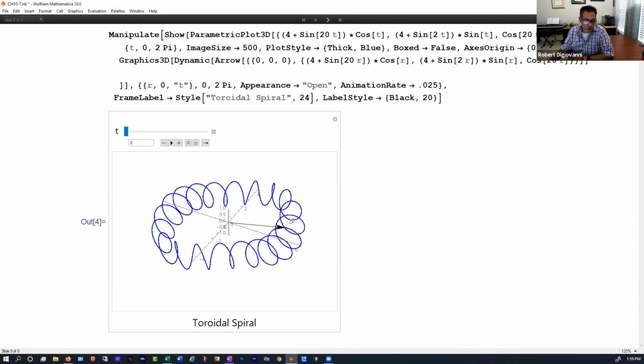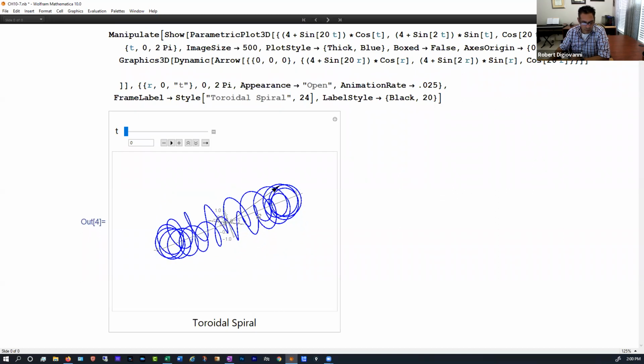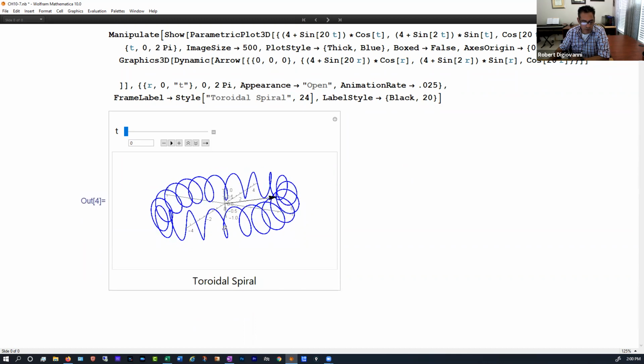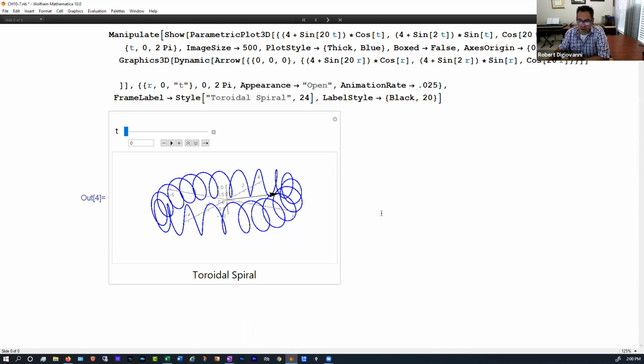This is an example of what's called a toroidal spiral. So you all know what a torus is? A torus is a donut, okay? This is a vector function that basically does a spiral around a donut. And so it looks like that, okay? A toroidal spiral. And the vector function for that one is right here.